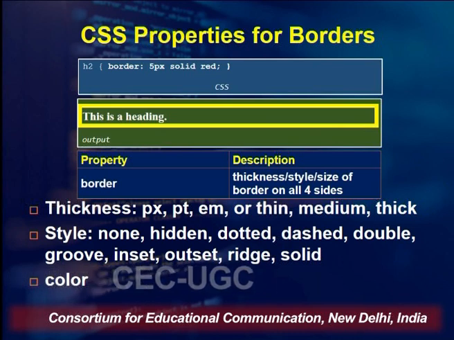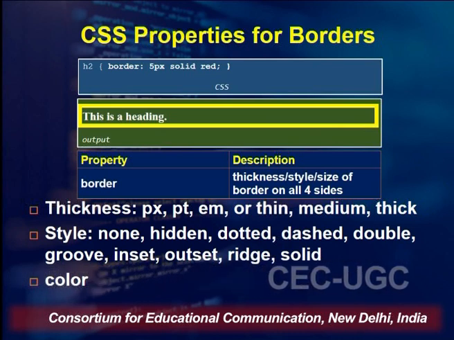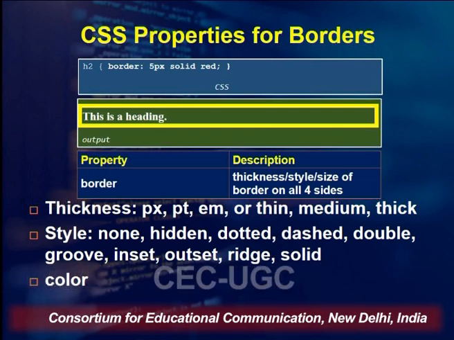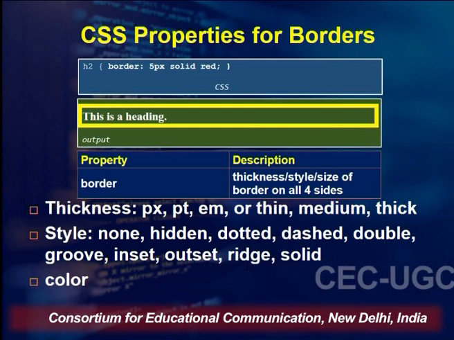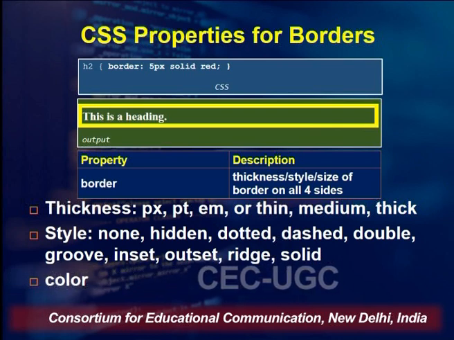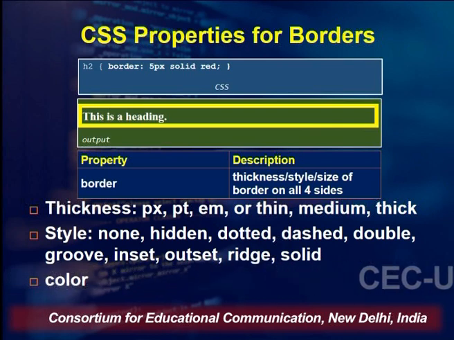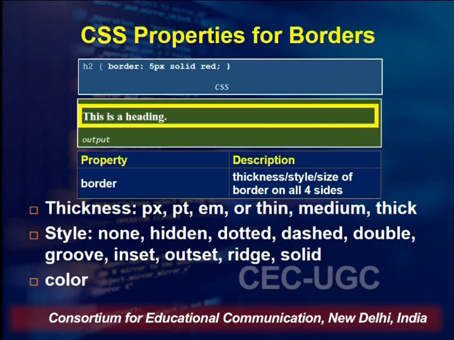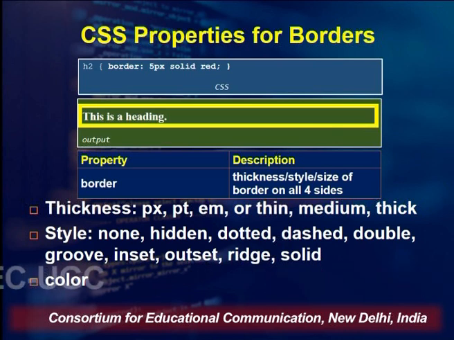Then you can have a style for your border, that is, you want no border, or a hidden border, or a dotted or a dashed or a double border. You can also have the groove, that is, it should be inset, outset, or a ridge kind of border, or a solid border, and you can always have a color for the border. So you can define 4 properties for the border: thickness, style, groove and color.